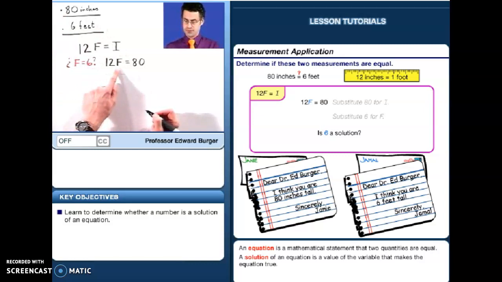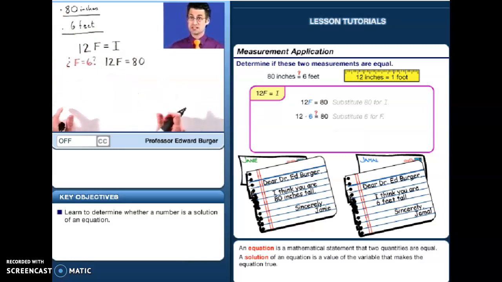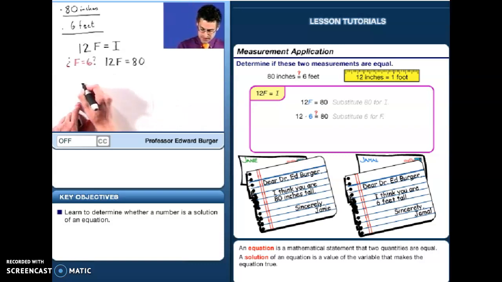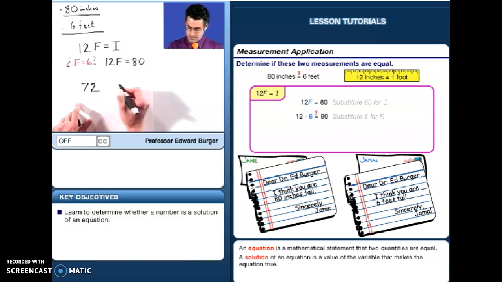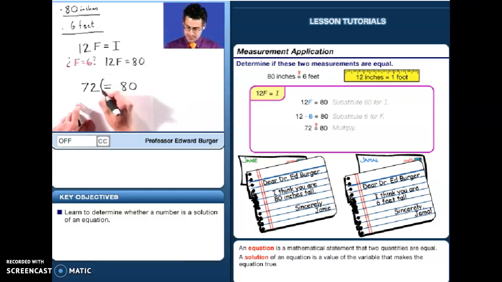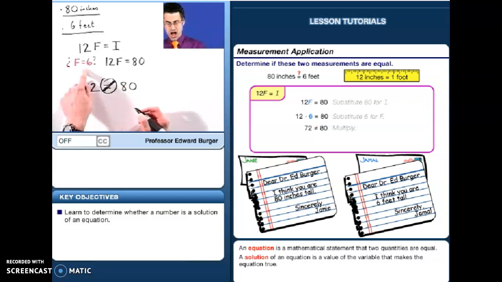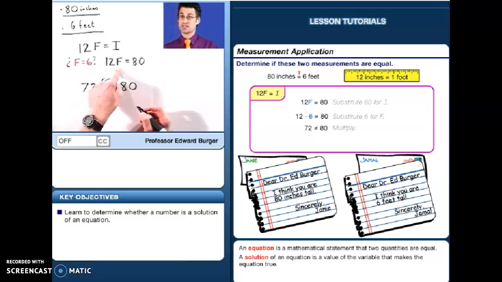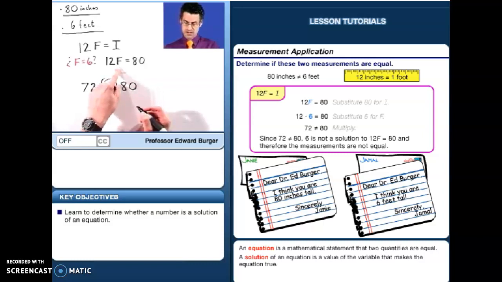If we plug 6 in for F, then we have 12 times 6. And what's 12 times 6? That's 72. So we see that we have 72 on the left side, but on the right side, we have Janie's guess of 80. And so we see these are not the same guess. So this, in fact, is not a solution to this formula. So this equation doesn't have 6 as a solution.